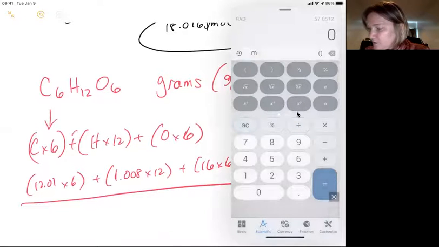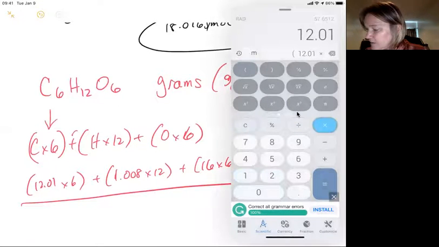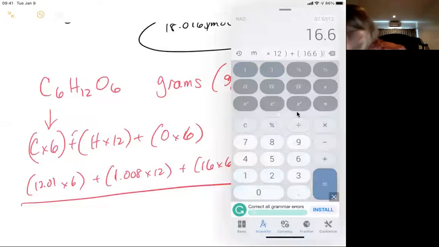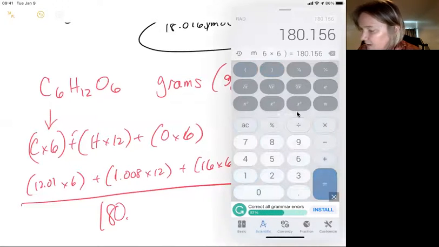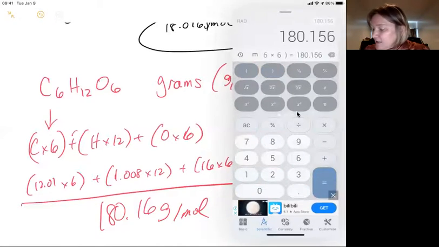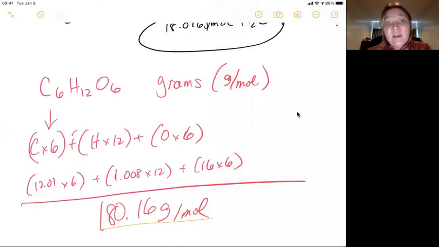And we need brackets here. So I've got 12.01 times 6 plus 1.008 times 12 plus 16 times 6, and I get 180.16 grams per mole for glucose. So that's it. You just add together all of the molar masses of the atoms that are in the compound.